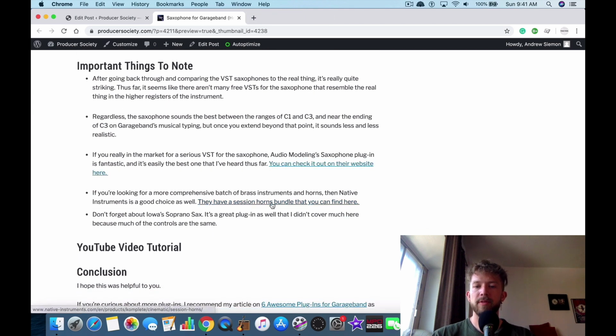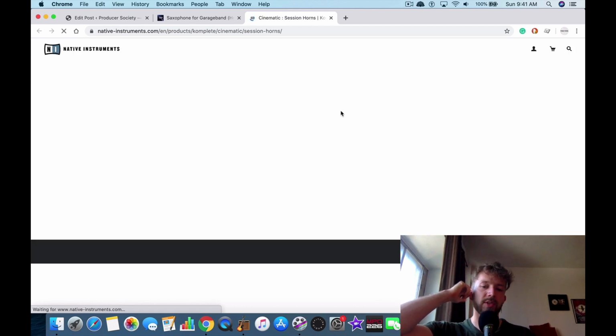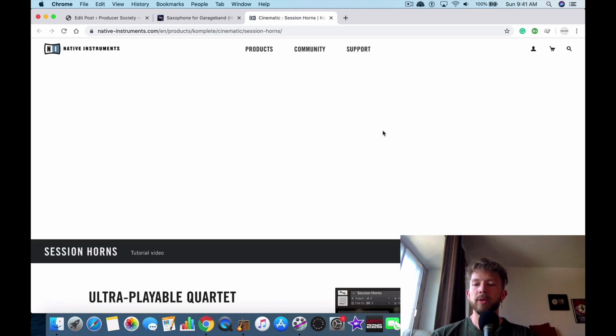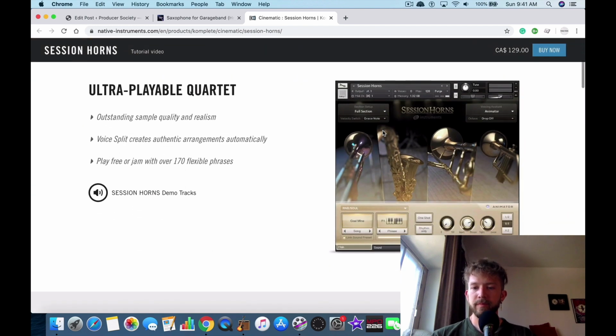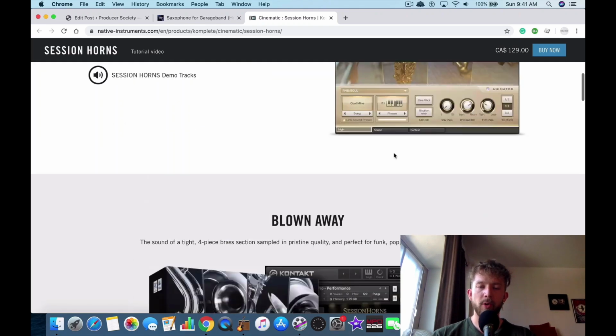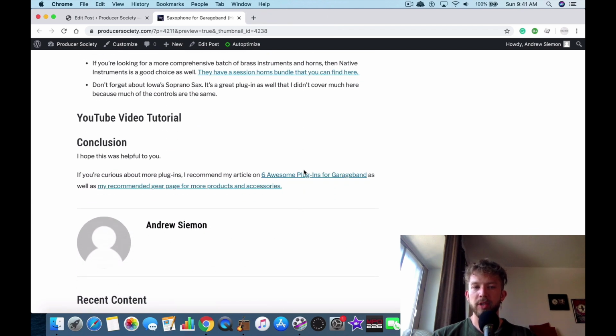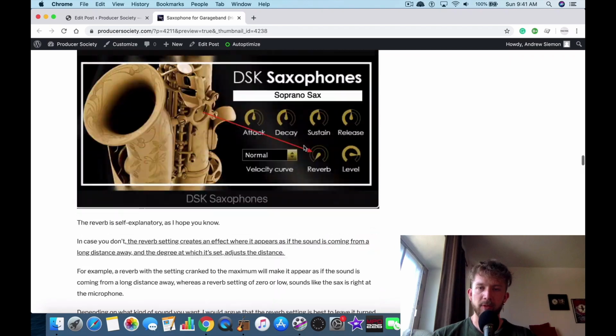And then you also have the session horn bundles that you can get from Native Instruments, and that's just a more general amount of plugins that you can get. And these are pretty dope too. It's more comprehensive. You get more sounds and more instruments. But ultimately, that's essentially it for the free saxophones for GarageBand.